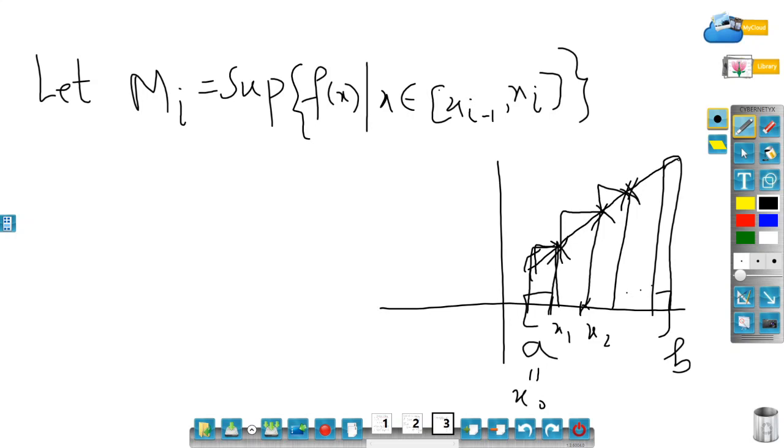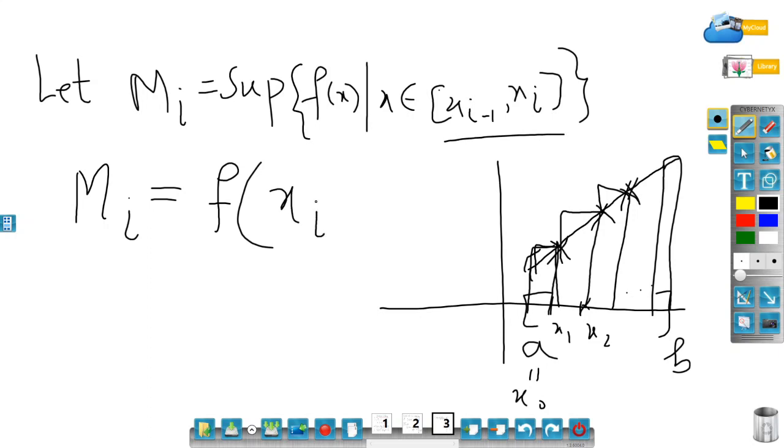b. So my Mi in this case will be very clear: it is f on the interval from xi minus 1 comma xi, and it will occur at xi only. And now what is my f of xi? f of xi is xi only.